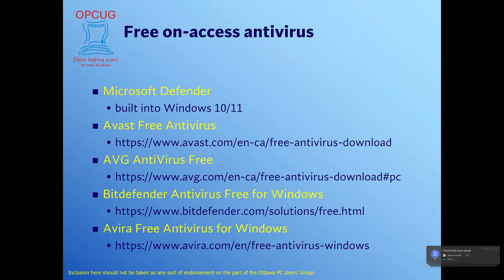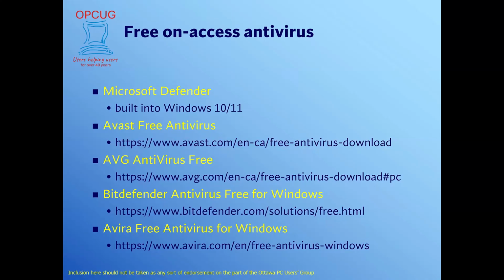So if you want free on-access antivirus, Microsoft Defender is perfectly good, built into Windows 10 and 11. It gets good reviews from the companies that do reviews of various antivirus software. Don't get into a habit of chasing what is the latest, greatest in terms of the highest score. Just as I say, pick one, keep it up to date. The other ones on the list, Avast and AVG, they're both owned by, I believe, Gen now, but they are kept as separate product lines.